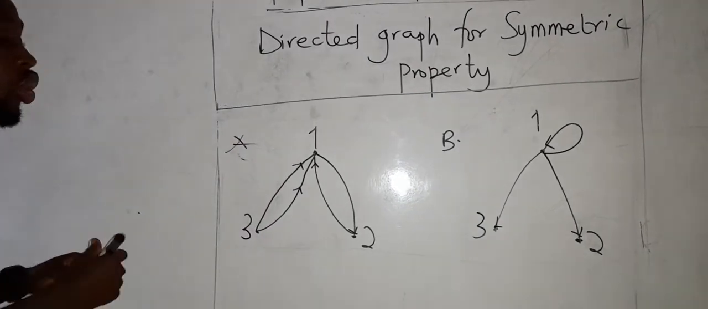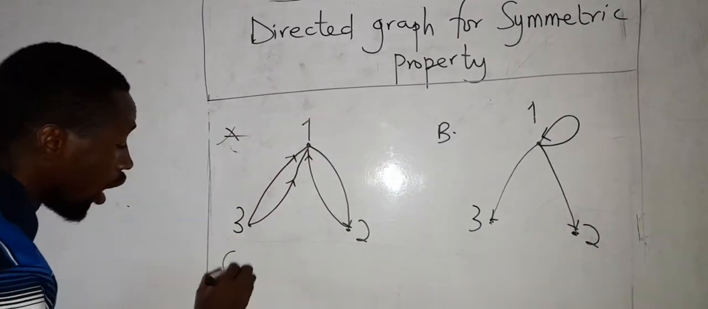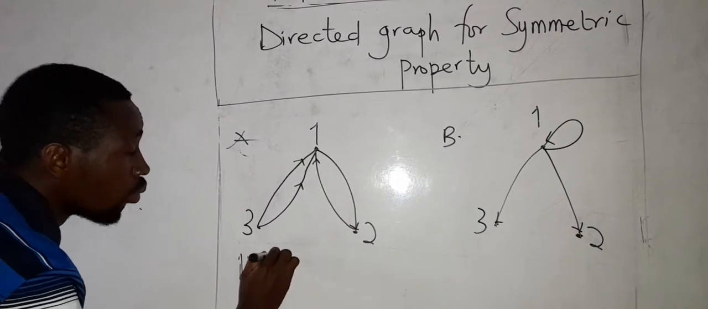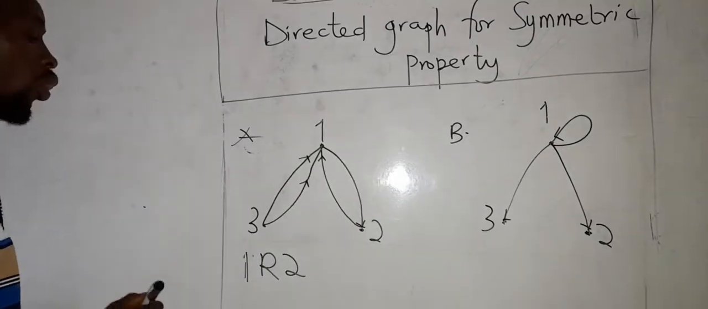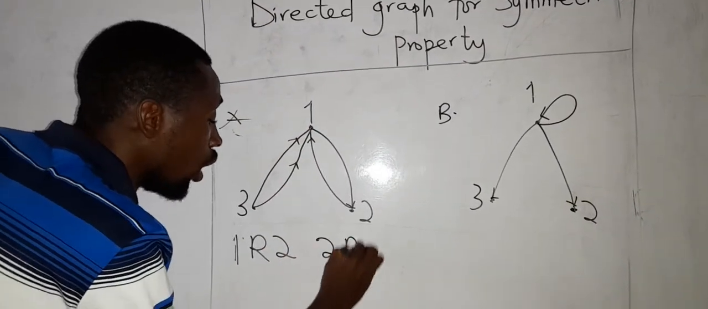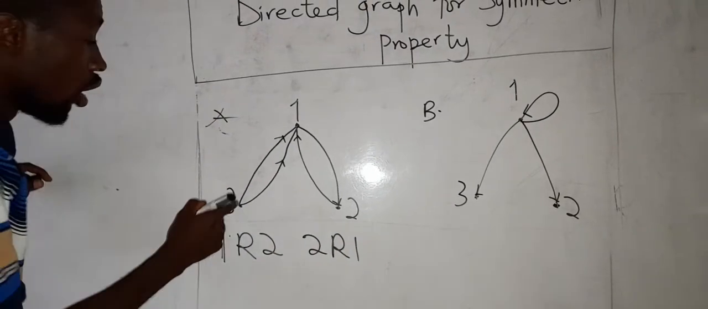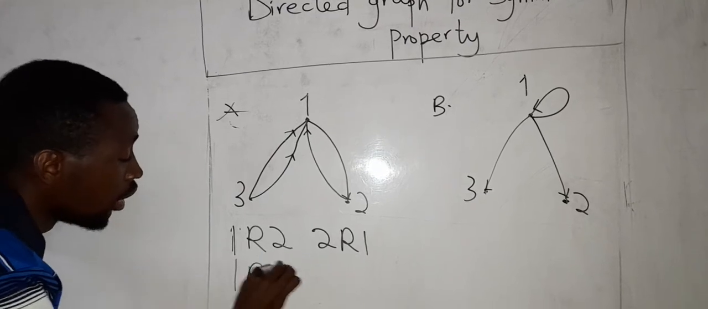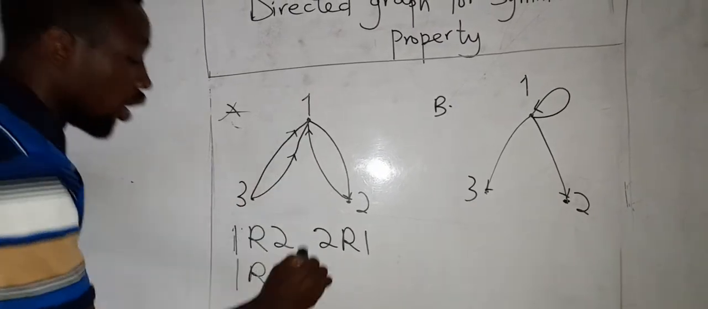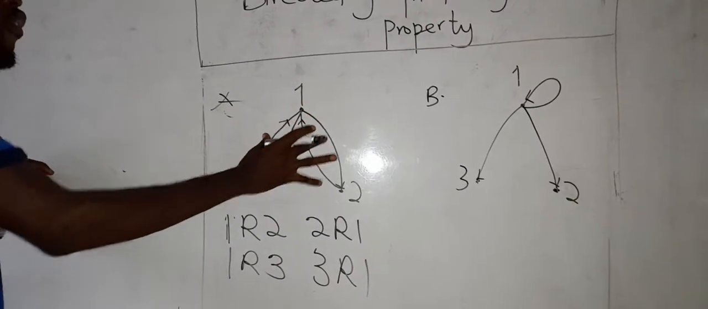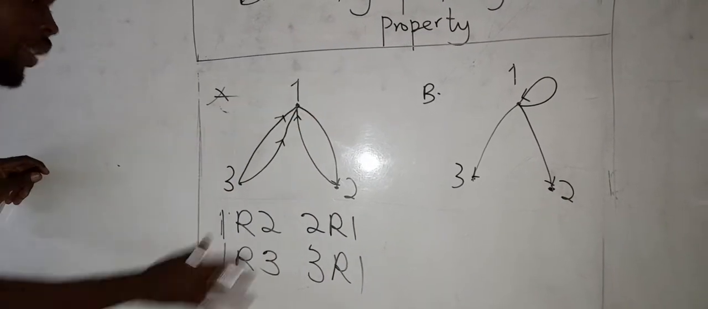And if three relates to one, then one must relate to three, the opposite must happen. So we check. Look at it. We have one relating to two. Now, do we have two relating to one? Yes. Two relates to one. Perfect. Now look at this. One relates to three. Does three relate to one? Three also relates to one. Then we say that this graph has a symmetric property.